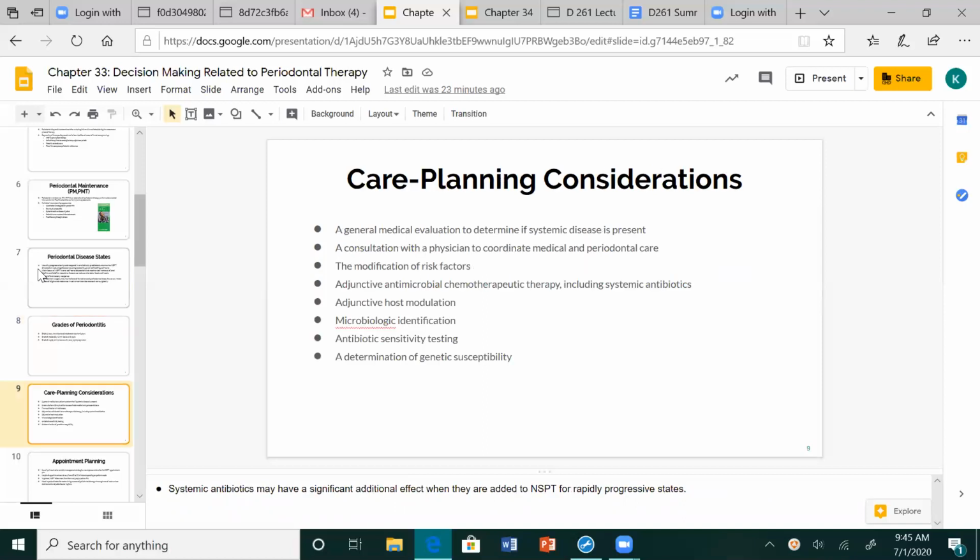Okay, so care planning considerations. So we want to talk about our medical history, right? Because is there a systemic disease present? If there is, that person needs to be coming every 3 months. If they're diabetic, guess what? Insurance has recognized those patients are at such a high risk for perio. They will cover a 3-month periodontal maintenance without ever even doing any scaling and root planing.